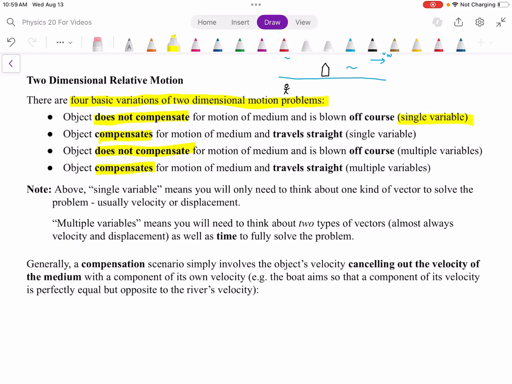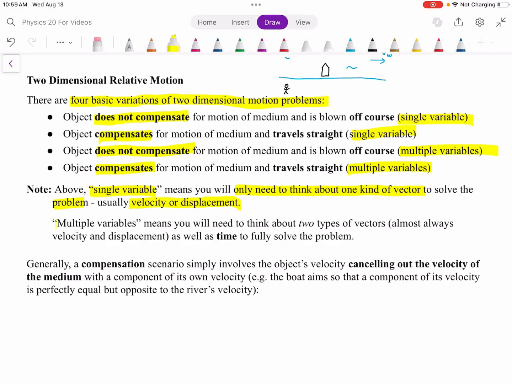You'll notice the difference here, single variable versus multiple variable. Like the name suggests, all that means is that if it's a single variable problem, you're only going to need to think about one type of vector to solve the problem. It's usually either velocity or displacement. More often than not, it's just velocity.